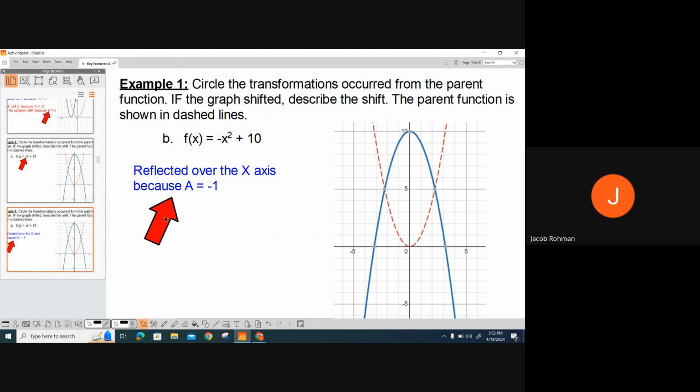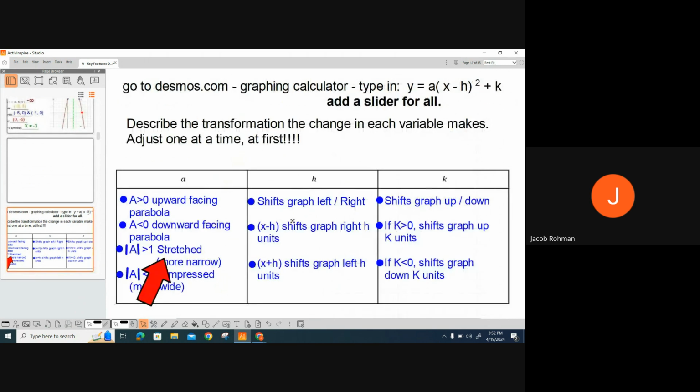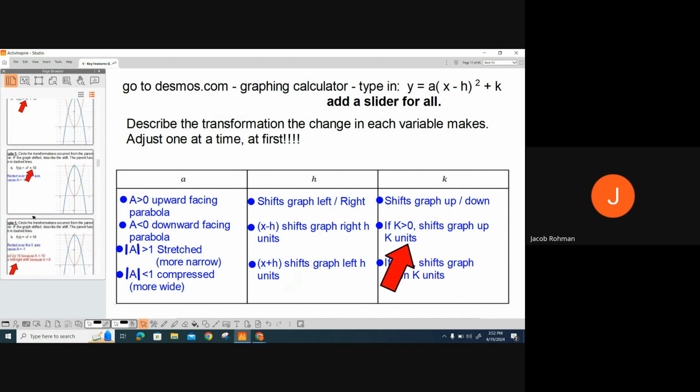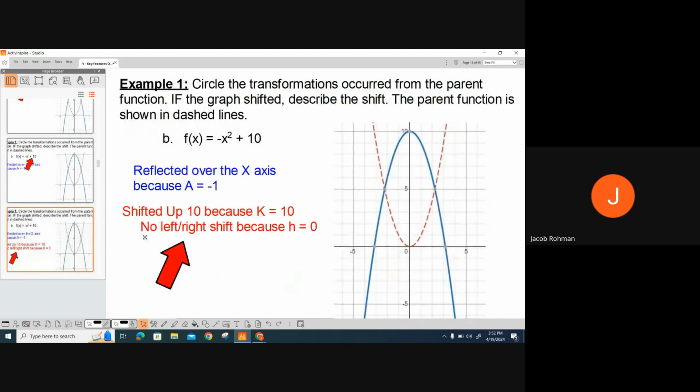And then next, we see that there's no h value, so h is 0, but we do see that we have a k value. And going back here to k, if k is greater than 0, it's going to shift the graph up k units. Well, we know that k here is positive 10, and so we're going to say this shifted up 10 units because k is 10. There's no left or right shift because h is 0.